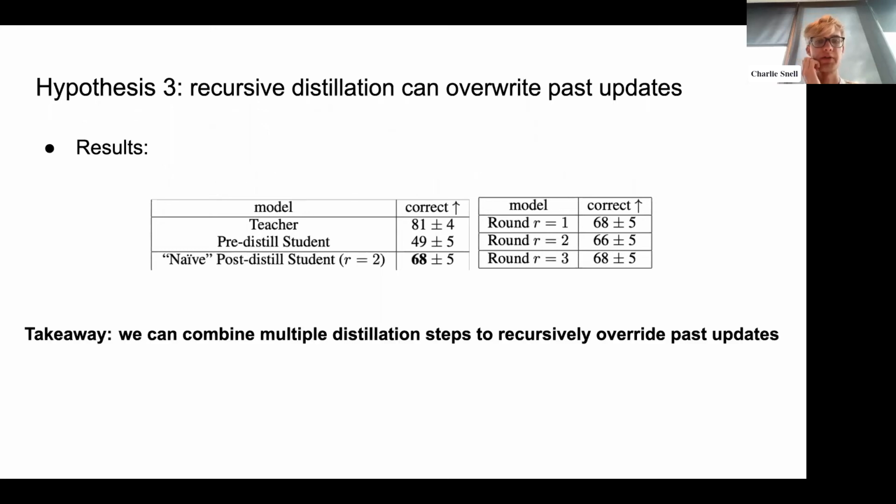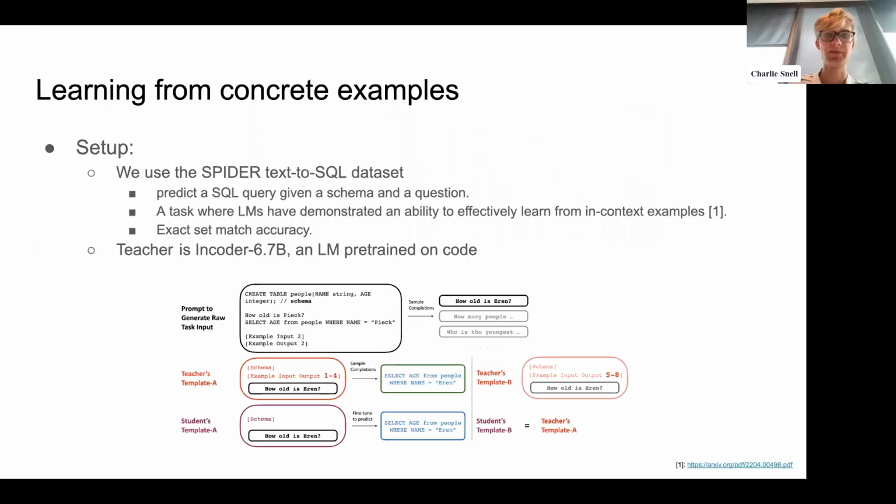So it's showing that you can combine multiple distillation steps to recursively override past updates. So that's our experiments on learning from abstract instructions. Now, learning from concrete examples. The basic idea here is that you could prompt the model with, say, 4 or 8 training examples to help it learn to complete a task.